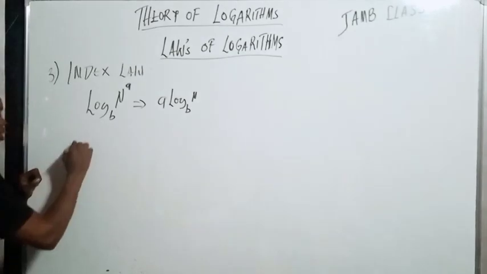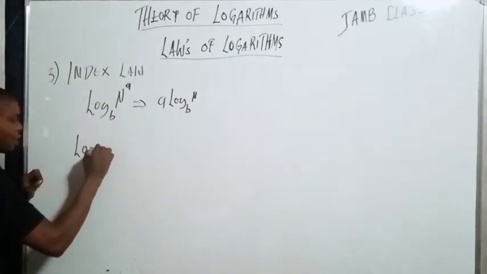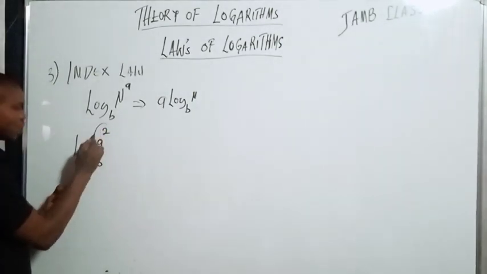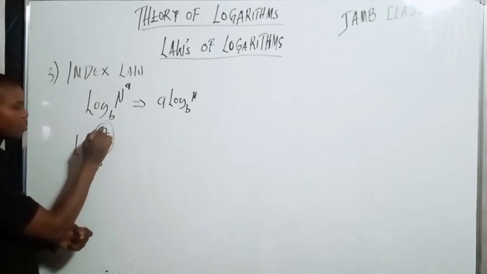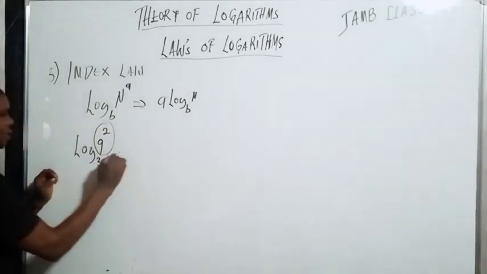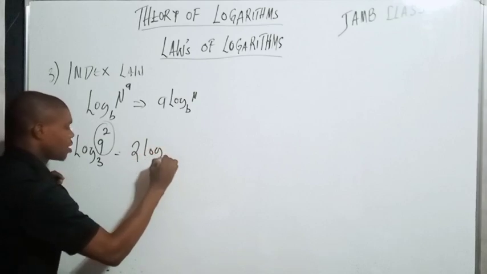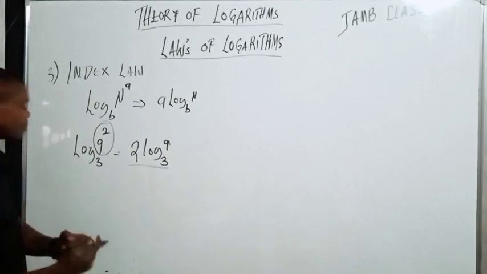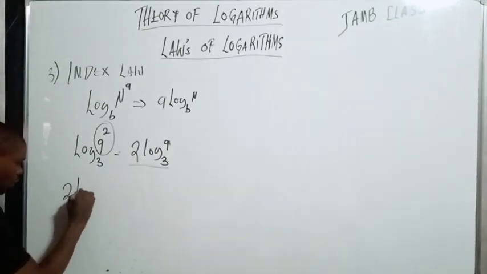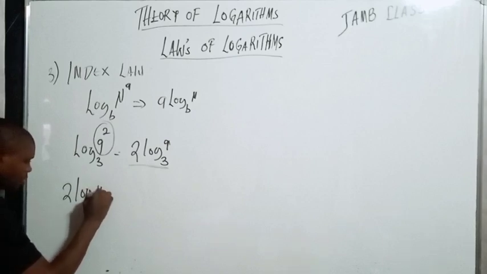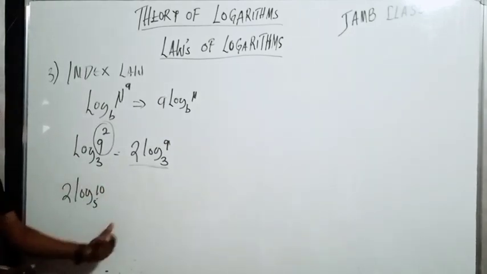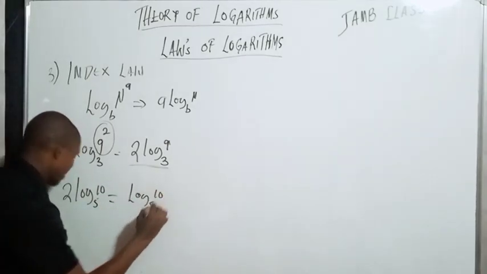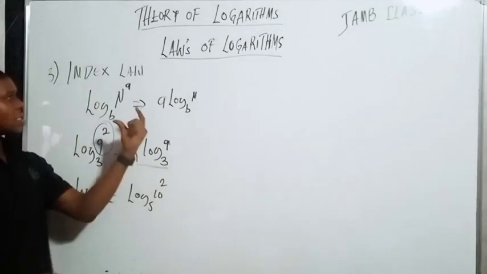For example, if you have log 3 of 9 raised to 2, this is the index law. The power here we move down to get 2 log base 3 of 9. Now if you have 2 log 5 of 10, if you want to write it the other way you carry it back, so you have log 5 of 10 raised to 2. This is what's called the index law.